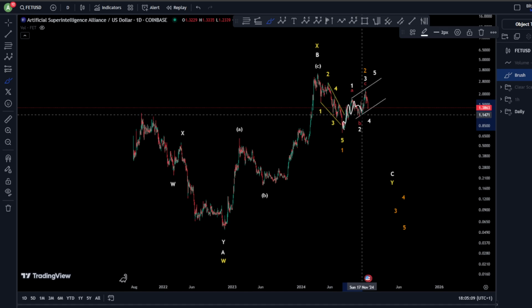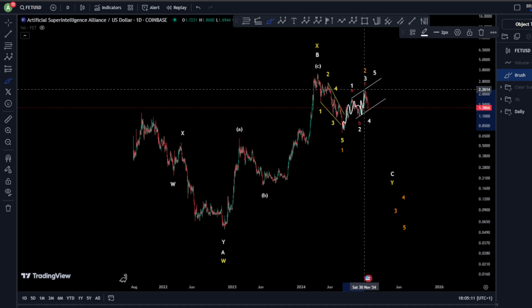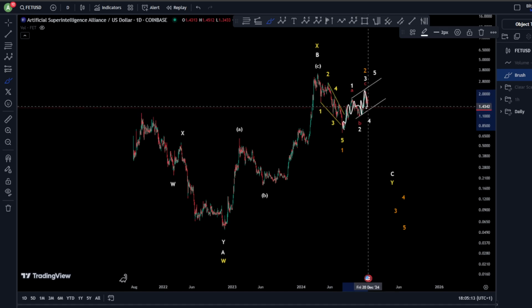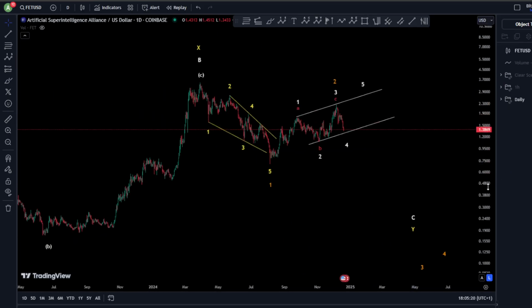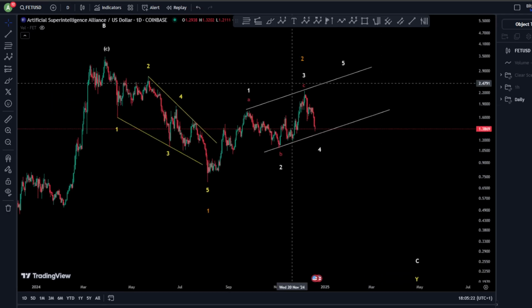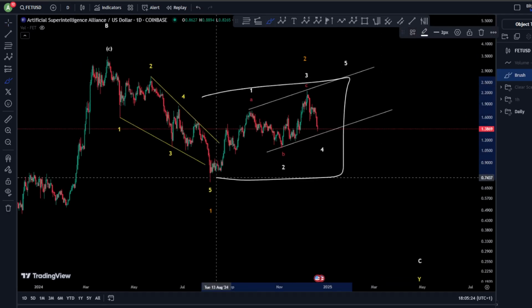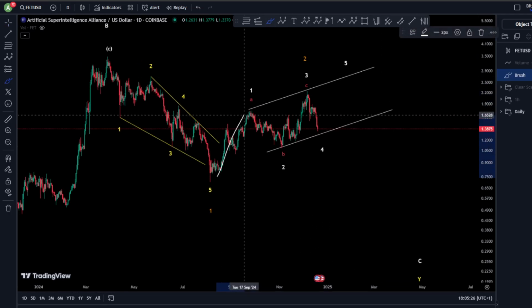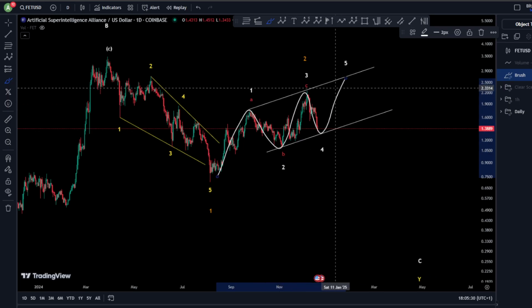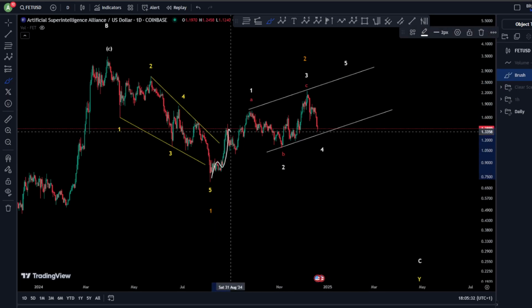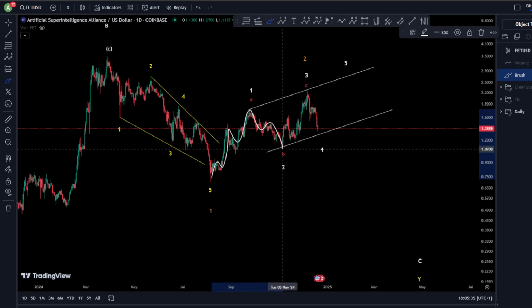Then ABC, of course, for a wave 2. Then 1, 2, 3. However, your wave 4 went down again and reached this level again, which is not really nice to see. Now, the only possible scenario for a bullish in this area right now is when you have a contracting diagonal in five waves towards the upside, where you have, of course, an impulse towards the upside and then three corrective waves.